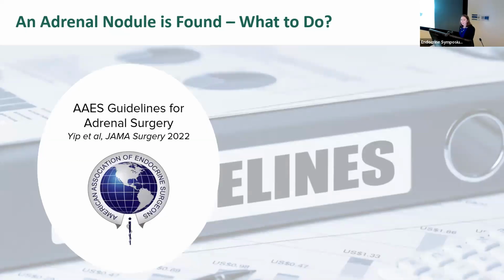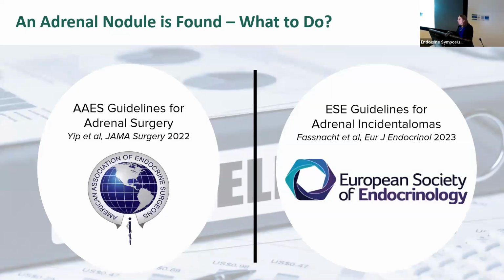So we want to use our guidelines. We have 2 sets of guidelines. I'm going to talk to you primarily about the American guidelines, our American Association of Endocrine Surgeons. But also we'll borrow heavily from the European Society of Endocrinology, and we'll attempt to compare the 2.